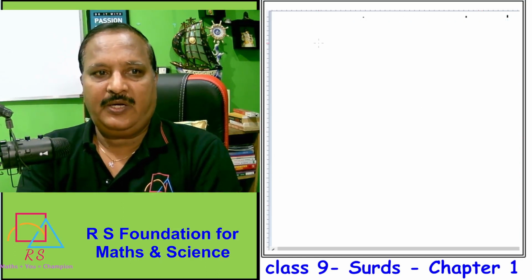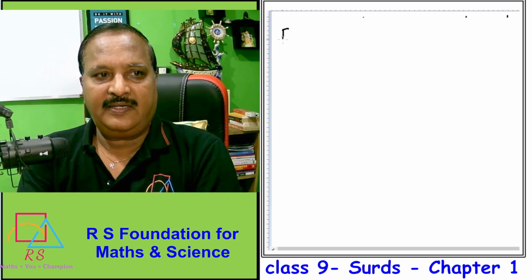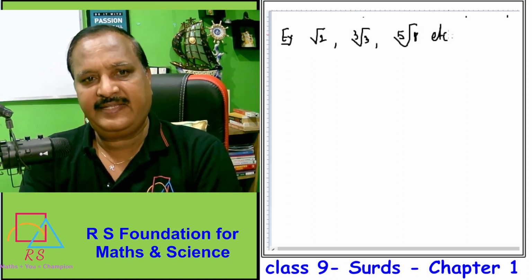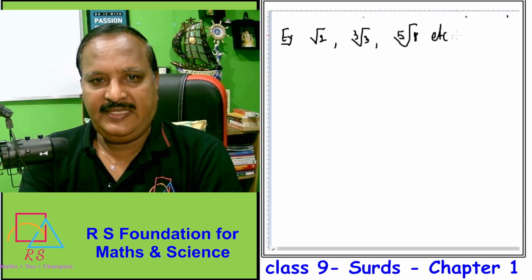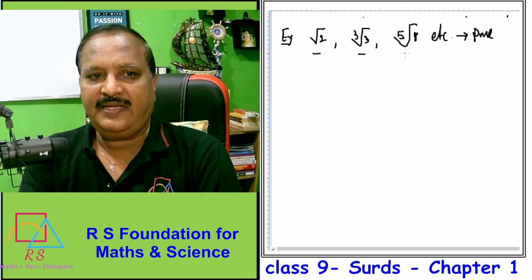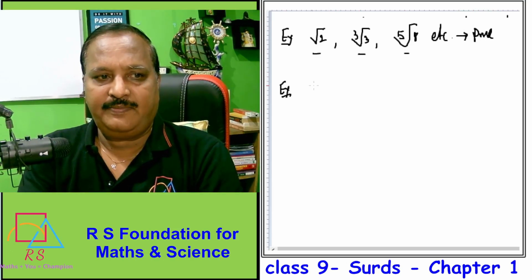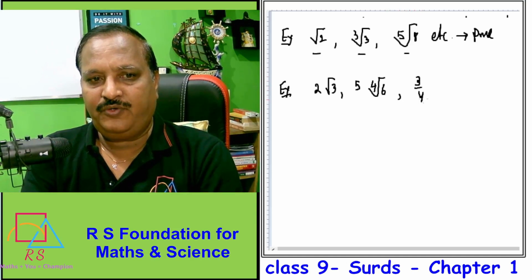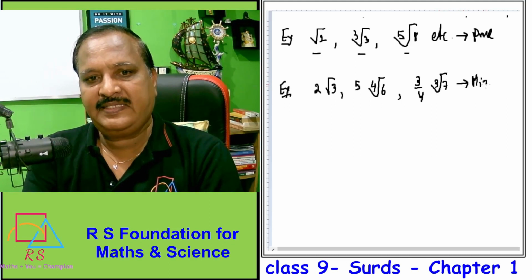Examples of surds with root symbols are root 2, cube root of 3, and fifth root of 8, etc. These surds are called pure surds, because all of these are only irrational numbers. I'll give you a few more examples: 2 into square root of 3, 5 into fourth root of 6, and 3 upon 4 into cube root of 7. These are mixed surds.